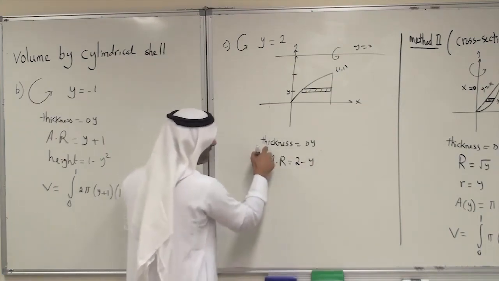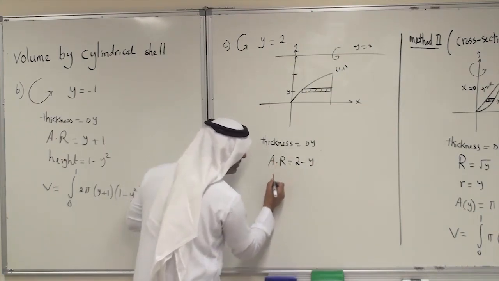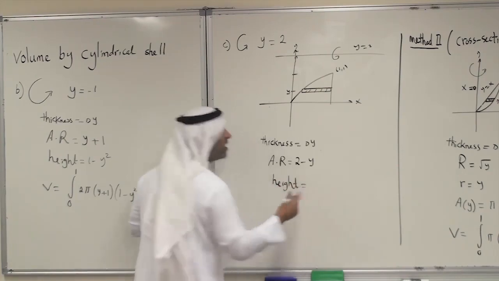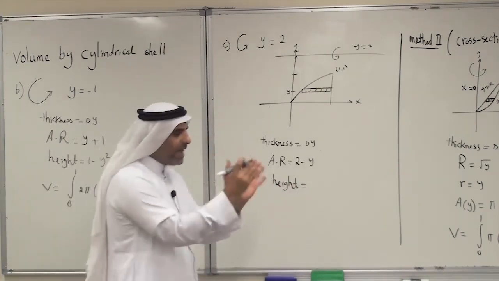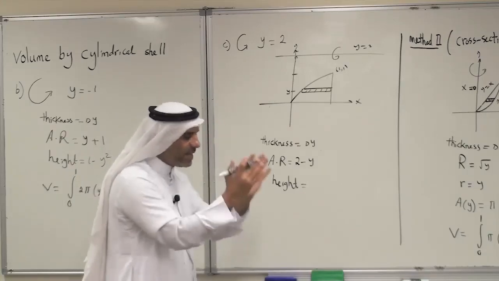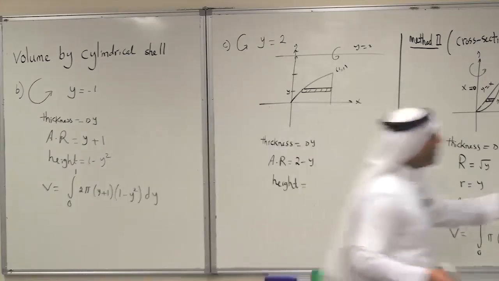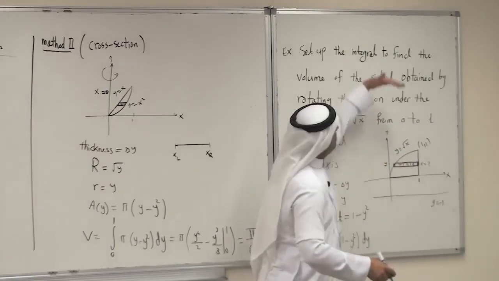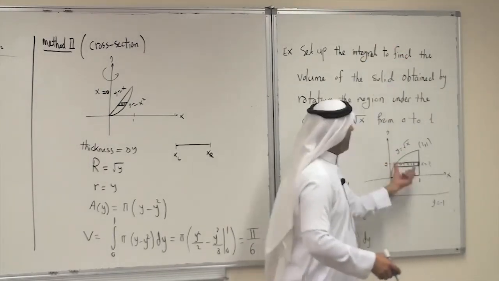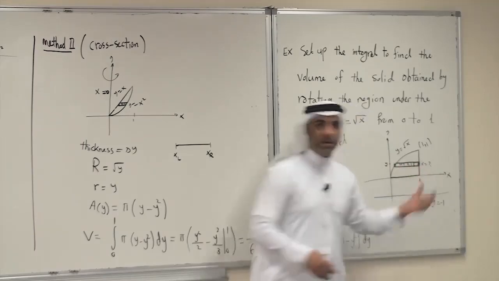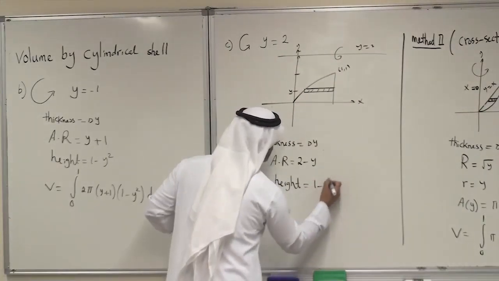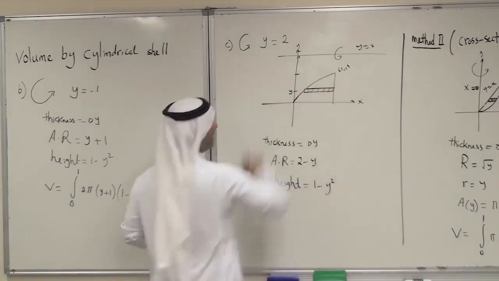Fine. We have the thickness, we have the average radius. I need to think about the height again. And the height will not be changed by changing the axis of revolution. The height of the shell, or the height of the rectangle, is the same. Whether you are rotating about the x-axis, about y equal to minus 1, or about y equal to 100, the same height will be there. So the height is 1 minus y squared. That is the distance from here to here.